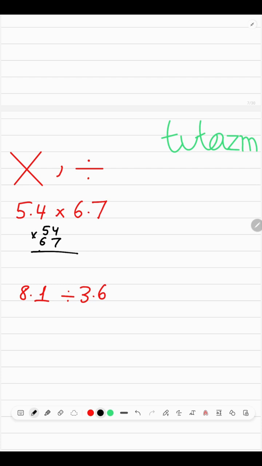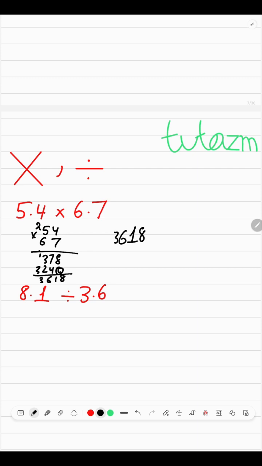So 4 times 7 is 28, 7 times 5 is 35, plus 2 is 37, 6 times 4 is 24, and then 6 times 5 is 30, plus 2 is 32. So we would have 8, 4 plus 7 is 11, and then 4 plus 5, plus 2 is 6, and 3. So we have 3,618, and that is 54 times 67.